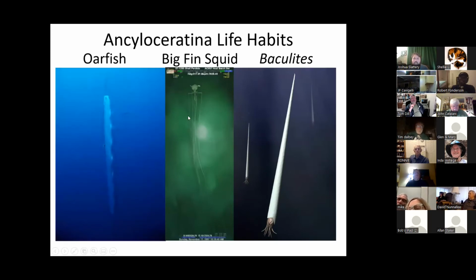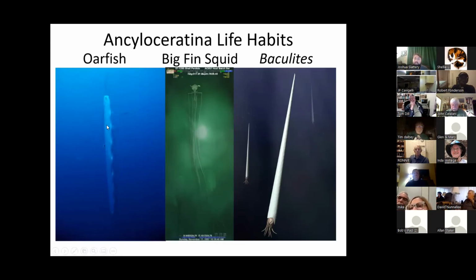So you can see this with other planktivorous organisms living in the water column. If you look at the bigfin squid, it lives in a vertical orientation and passively floats through the water column. This is a bigfin squid, which has these incredibly long arms that it uses to collect small plankton and feed itself.